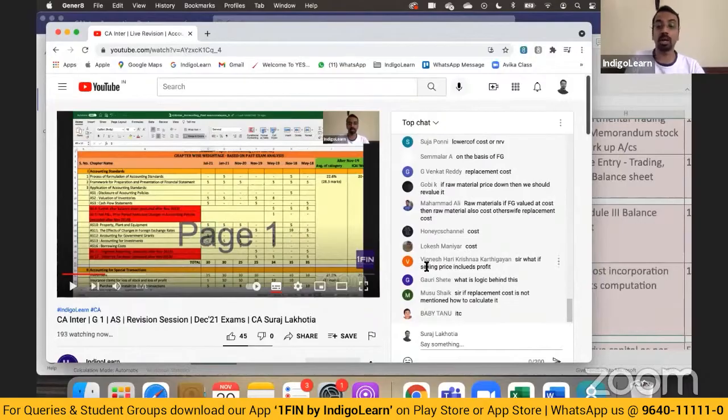Okay, there is a question which says, what if selling price includes profit? Even if selling price includes profit, calculation of NRV is selling price minus cost to complete minus cost to sell. If replacement cost is not mentioned, see, if they are asking this kind of question in the examination, they will mention replacement cost. Otherwise, you will continue to value them at cost.